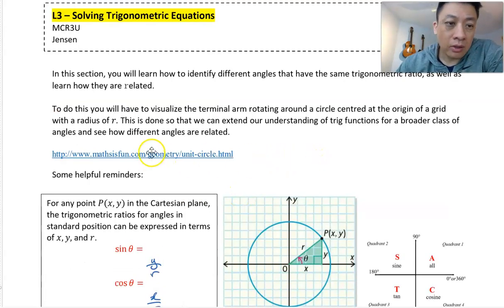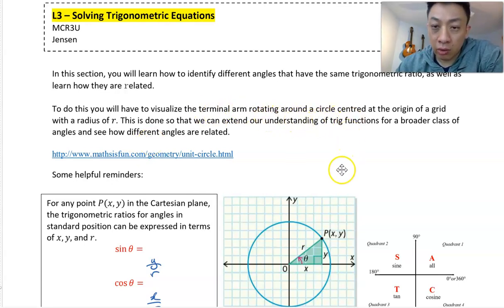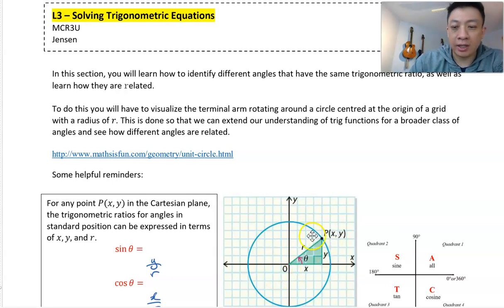Interesting. To do this, you'll have to visualize a terminal arm rotating around a circle centered at the origin of a grid with a radius of r. This is done so that we can extend our understanding of trig functions for a broader class of angles and see how different angles are related. And again, boys and girls, you can click on this. This is the unit circle that you can access, and you're going to be able to have an interactive circle that you can spin around and see those trig ratios in action.